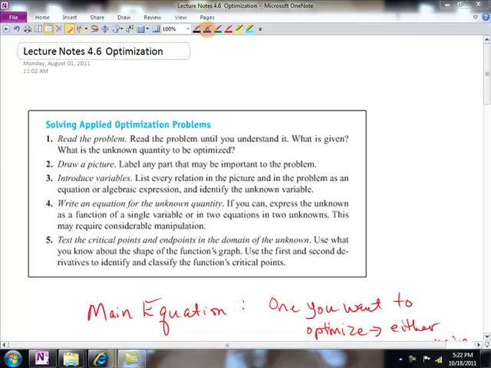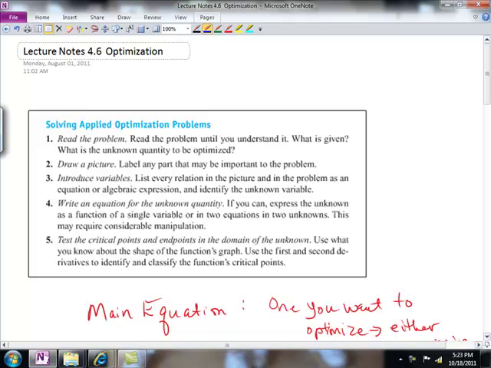Okay, this is section 4.6, and this is on optimization. And so here's something that comes from the book and just some strategies. Number one, read the problem. And it says read it till you understand. You need to know what's given and what unknown you are trying to optimize.